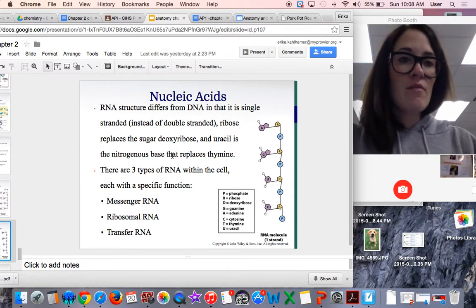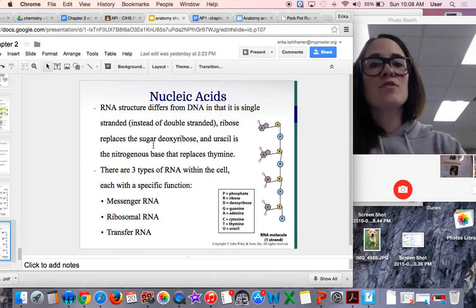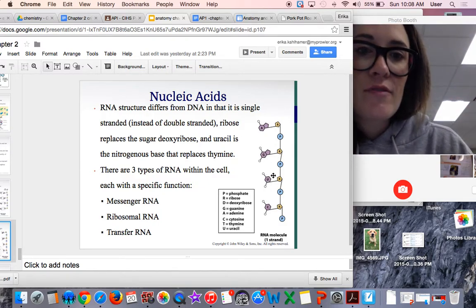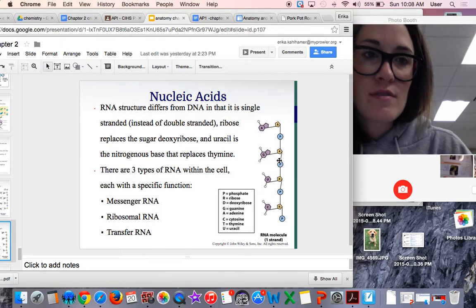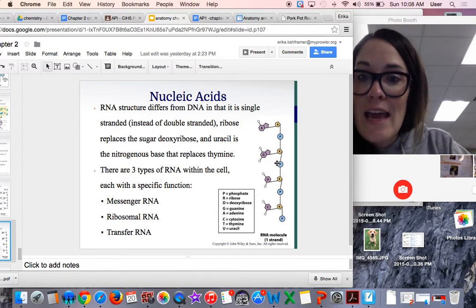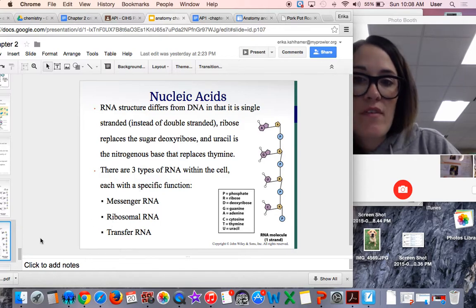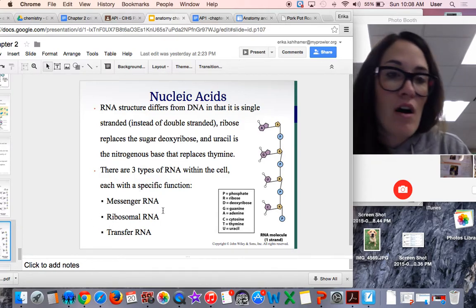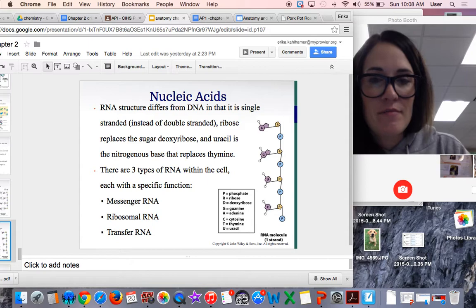This is RNA. RNA differs in that it's single-stranded. It also contains a different base, uracil, and a different sugar called ribose. That's what gives it its name. And there are actually three different types of RNA: mRNA, rRNA, and tRNA.